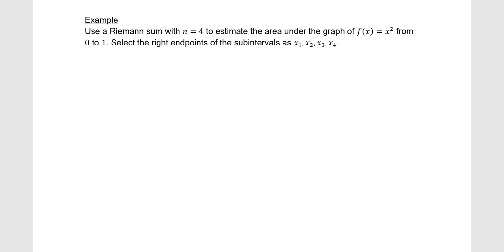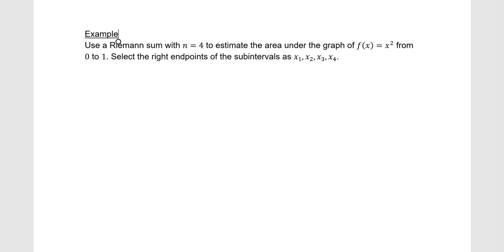So next example, let's use a Riemann sum approximation with n equals 4. So we know that we want 4 subintervals, we want 4 rectangles, to estimate the area under f of x equals x squared from 0 to 1. And we want to select the right endpoints for these intervals for x1, x2, x3, x4.